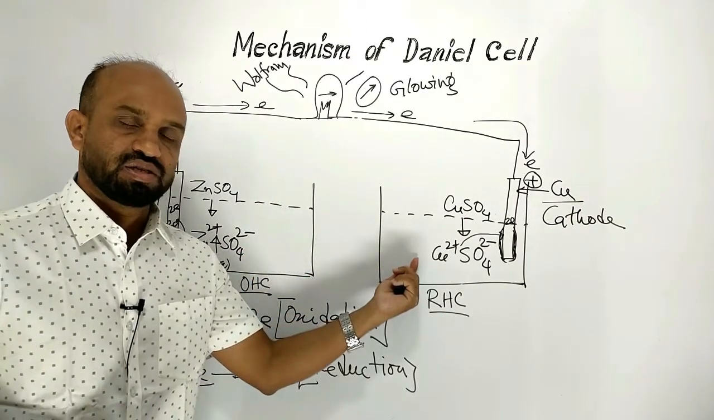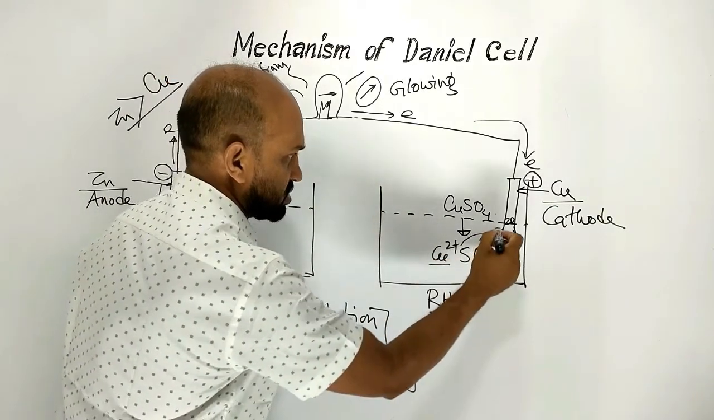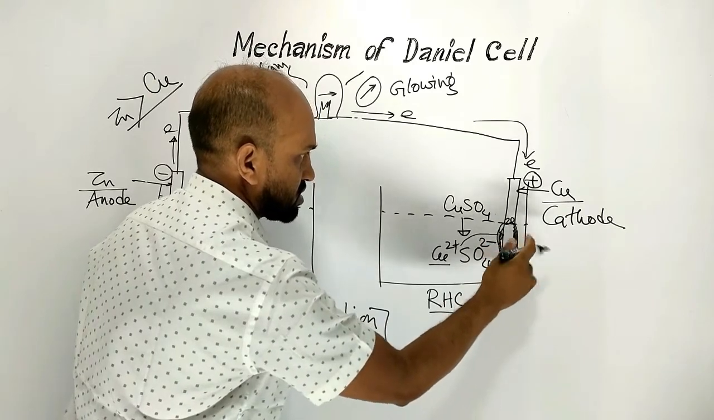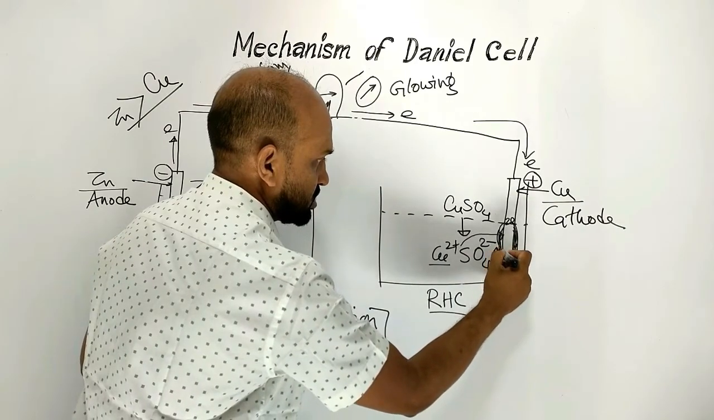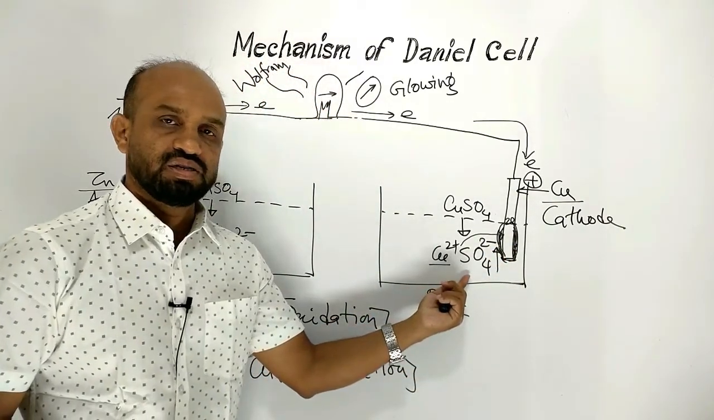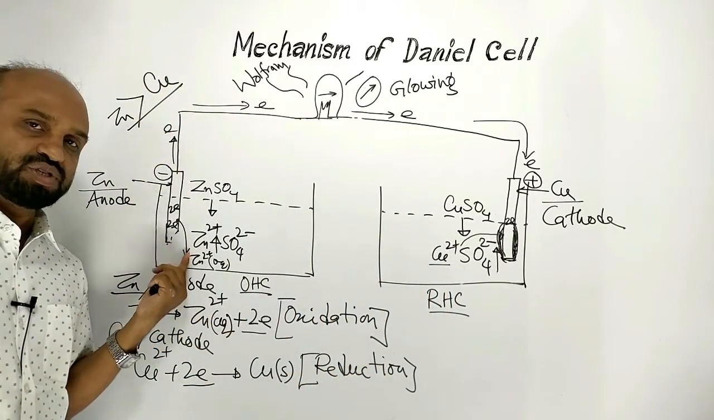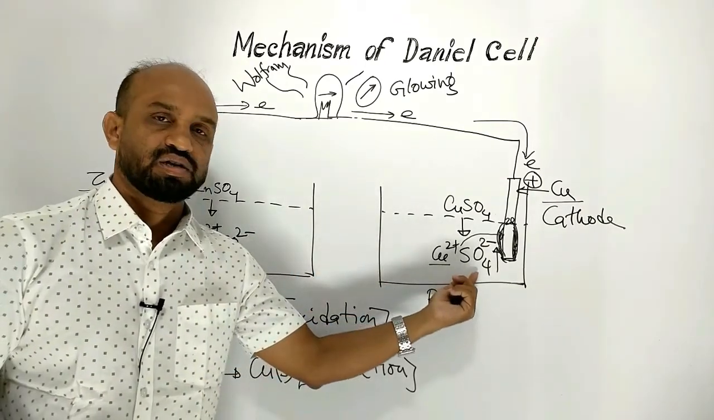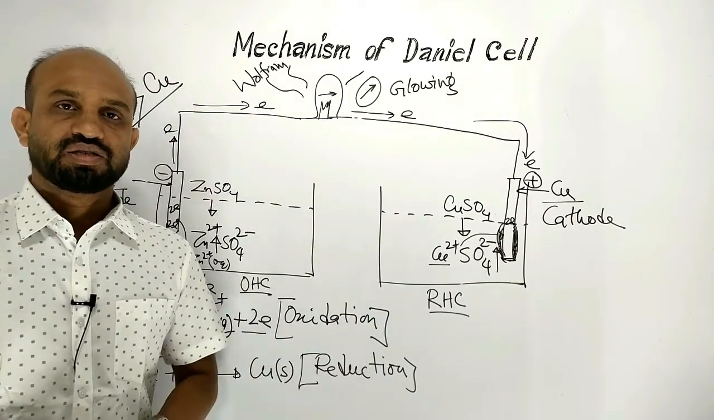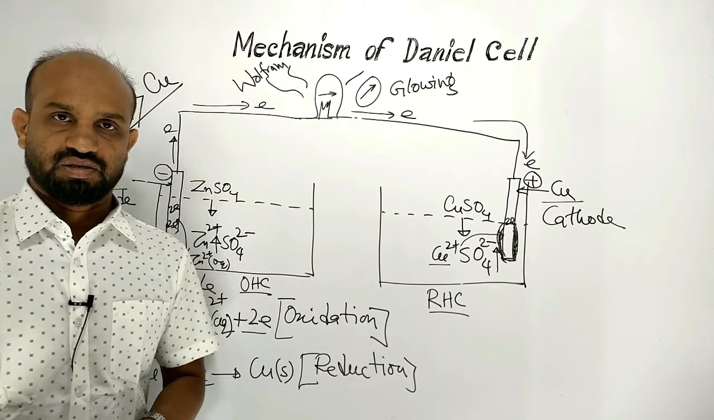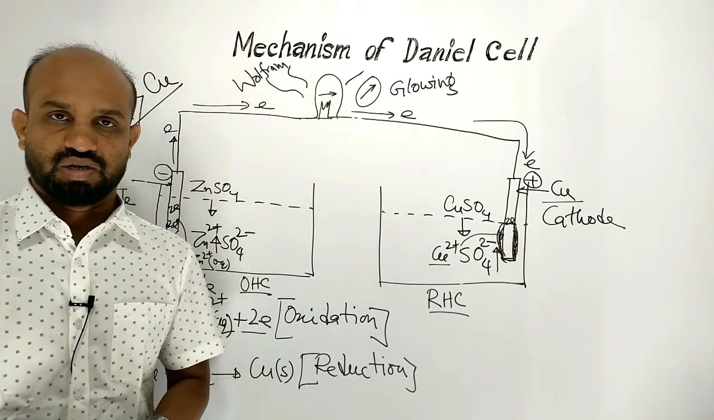And in this reduction half cell, as copper 2 plus ions are consumed at the surface of the cathode, in this half cell the concentration of sulfate ion increases with the passage of time. So here positive charge increases, here negative charge increases. That is, in both the half cells an electrical imbalance is created. For this, the flow of electricity stops within a while.